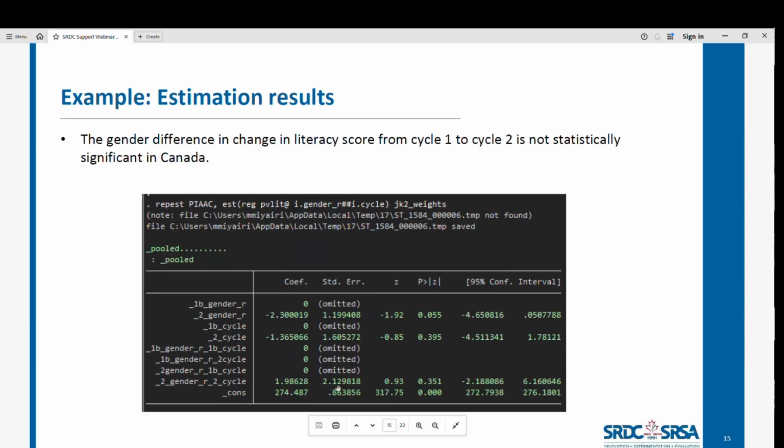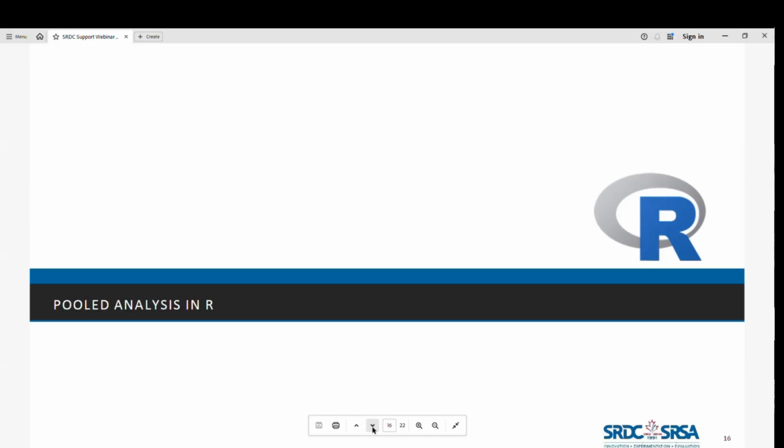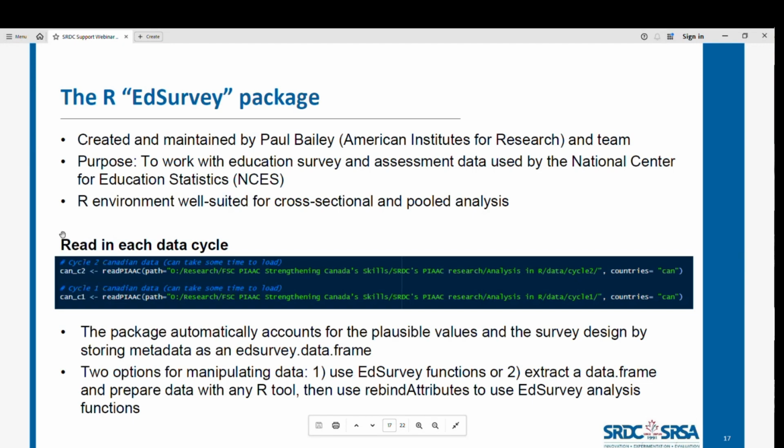Thanks, Masashi. So what we found primarily is that pooled analysis is pretty straightforward in Stata. In R, I've actually found it to be a little bit more tricky, and I will walk through why. So I'm going to start with the EdSurvey package. And just as a reminder, which we chatted about in our last discussion session, this was created and is maintained by Paul Bailey at the American Institutes for Research, as well as a wider team, often people who have current or previous affiliation with AIR. And its purpose is to work with large-scale survey and assessment data, primarily those used by the National Center for Education Statistics in the US.